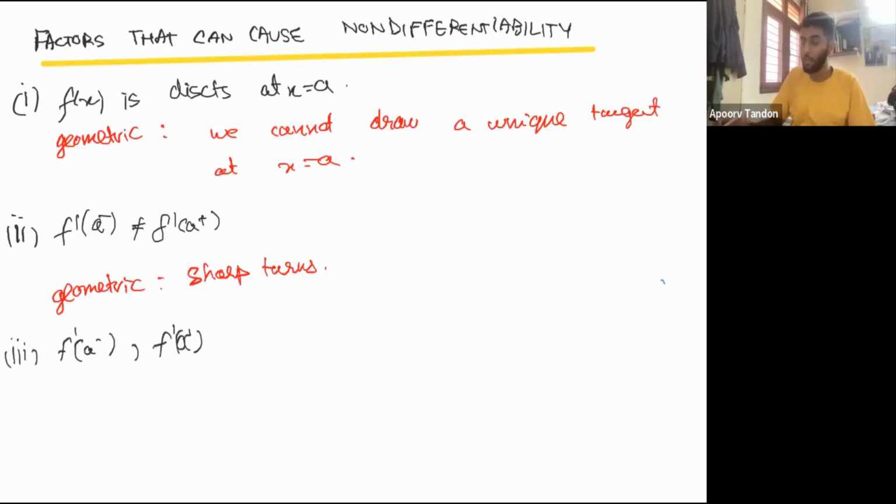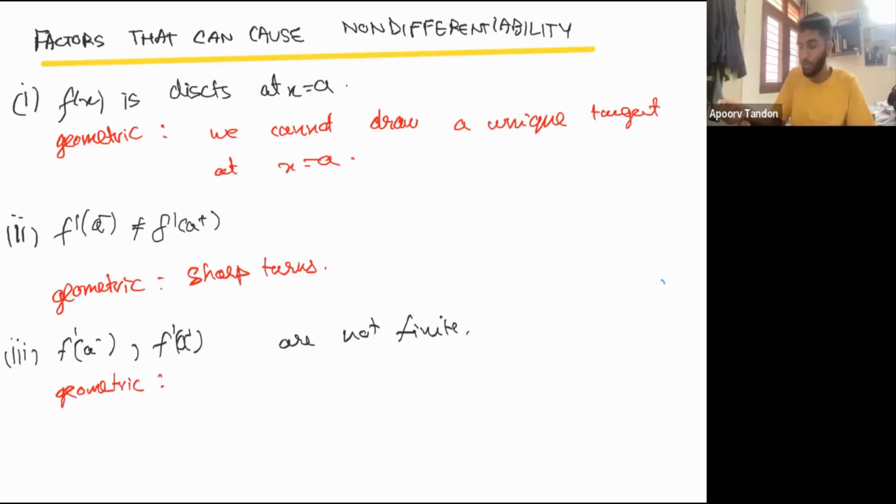f dash a minus and f dash a plus exist and might even be equal, but they are not finite. Of course, when they're not finite, we cannot talk about their equality. But suppose f dash a minus और f dash a plus दोनों का फॉर्मूला कुछ अग्री कर रहा है, suppose 1/x, तो और उनकी वैल्यूज फाइनाइट नहीं है, they are approaching plus or minus infinity. So then we can conclude that the derivative at that point does not exist, or इसका geometric meaning है the fact that f dash a minus and f dash a plus are not finite.